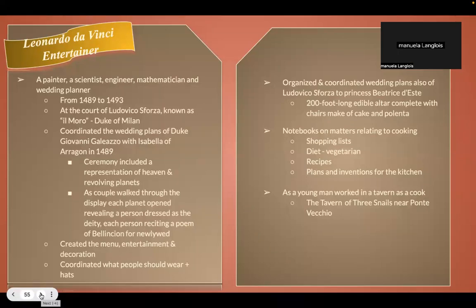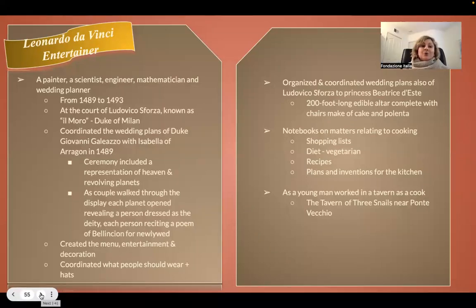Engineer, mathematician, and he was also a wedding planner from 1489 to 1493. He coordinated the wedding plans of the Duke of Milan, Ludovico Sforza's nephew, and Isabella of Aragon, the daughter of the King of Naples. He planned the ceremony.